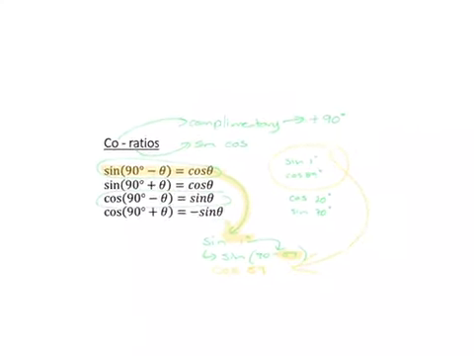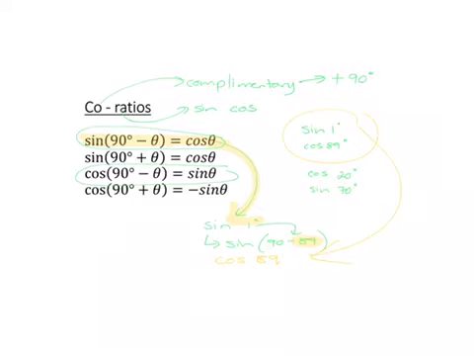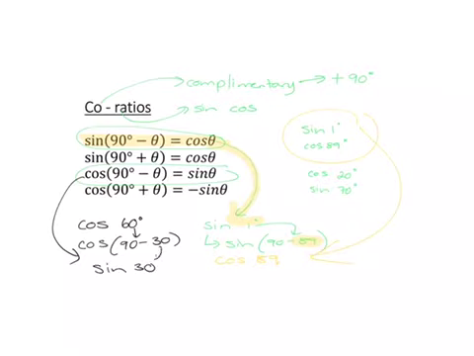Same thing with cos. If I had, let's say, cos of 60 degrees, then I know I can rewrite that as cos of 90 minus 30. That's equivalent. 60 is the same as 90 minus 30. But when I see a cos with a 90 minus in it, I can make it sine of the angle that's in the bracket. So cos of 60 is the same as sine of 30. 60 and 30 make 90.